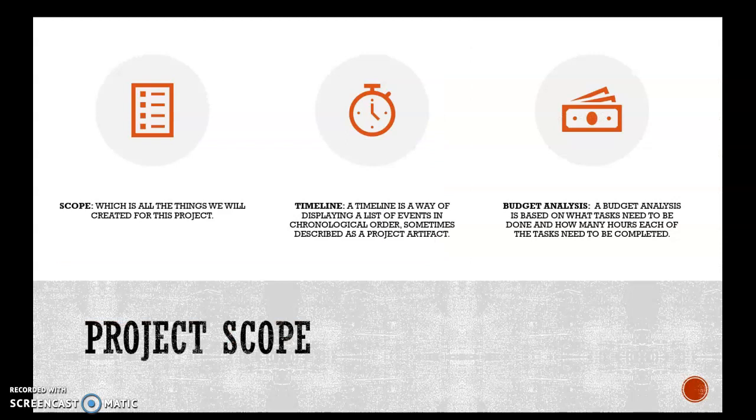So scope. Scope includes all the things involved, all the things we're going to create for this project. What is the deliverable? What's the outcome? And then the second, timeline, is a way of displaying a list of the events based on time and who is going to do them. You're probably going to have the role chart, which is probably going to be yourself. And the budget analysis, just analysis really. We're not going to really be paying or being paid.